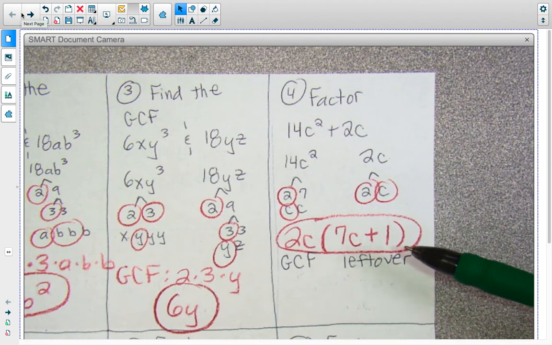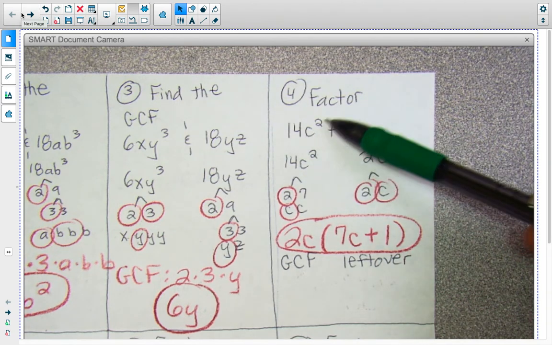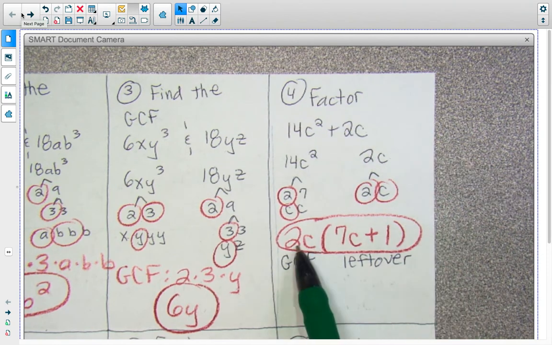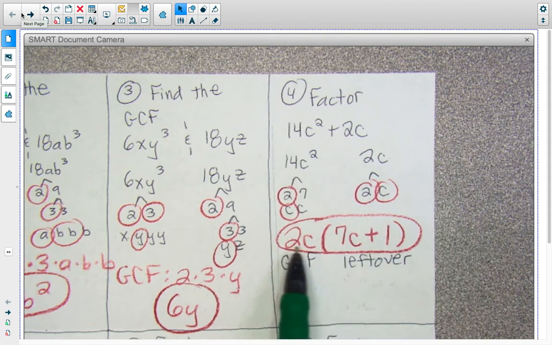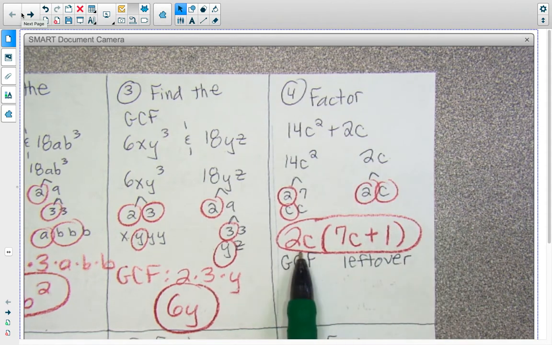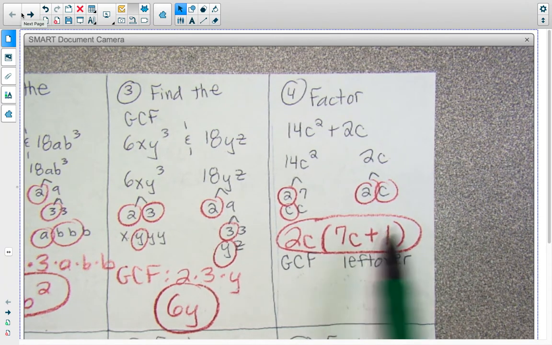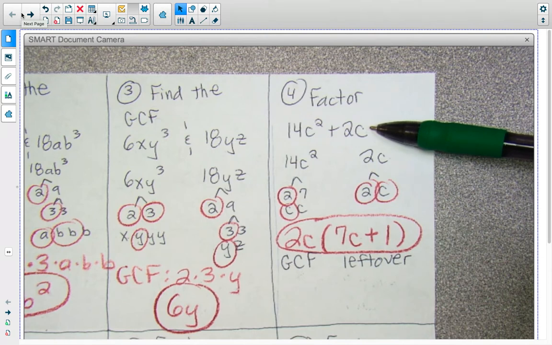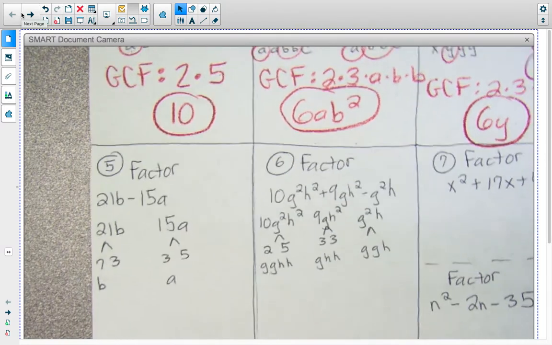The great thing about this is you can check your work by just multiplying it out, and it should give you 14c squared plus 2c. 2c times 7c gives me 14c squared. Check there. 2c times 1 gives me 2c, so we're in business. So 2c parentheses 7c plus 1 close parentheses is my final answer when they ask us to factor 14c squared plus 2c. Okay, let's do some more of this kind of factoring.